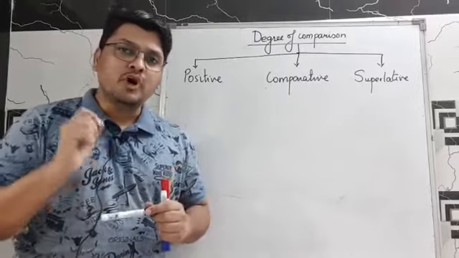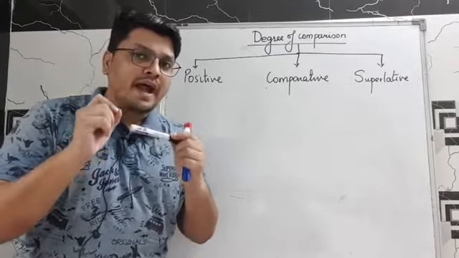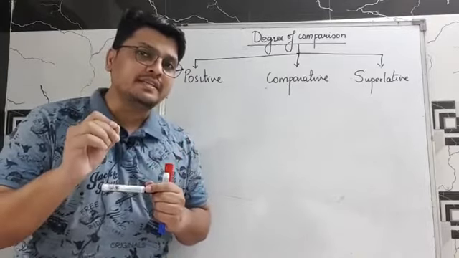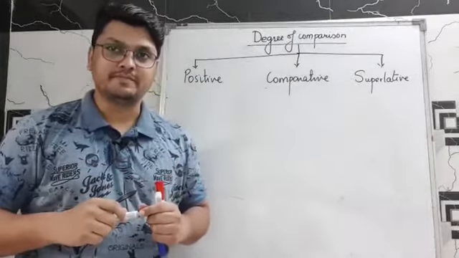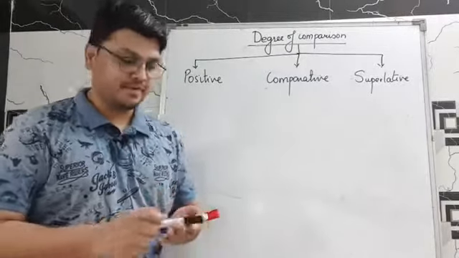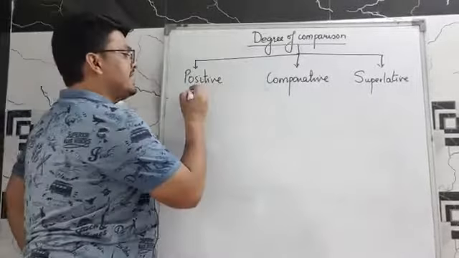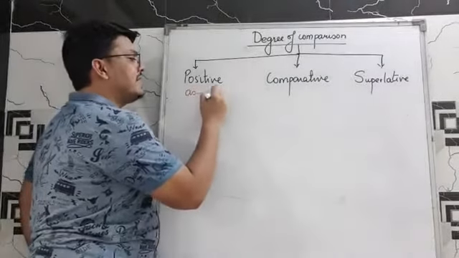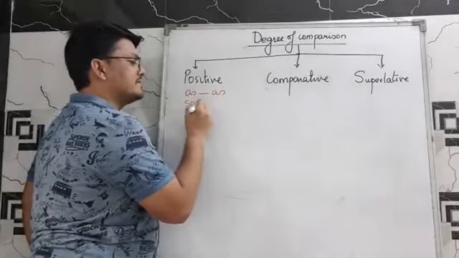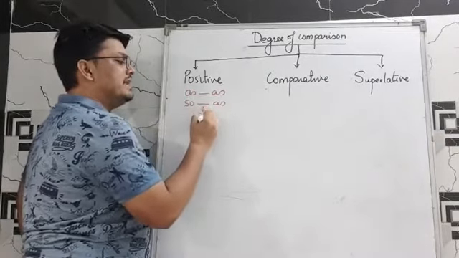Now student, the most important part is how will you identify that the given sentence is in positive degree? Now here I will give you the identification. So how will you identify positive degree? In the sentence you will see as or so as. Here in the center you will see an adjective.